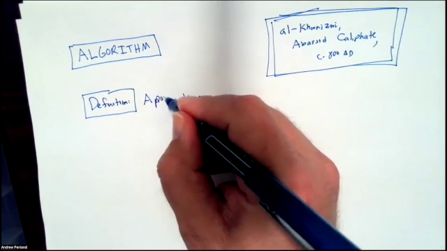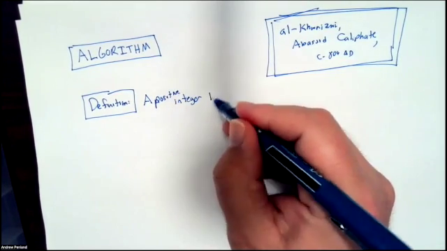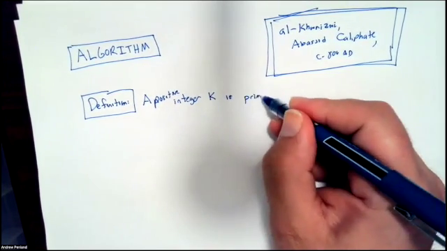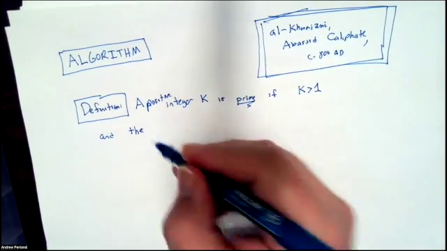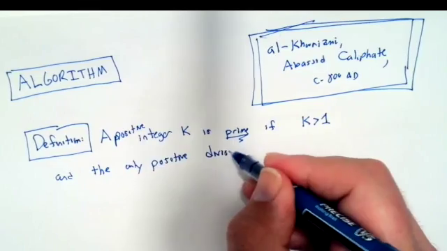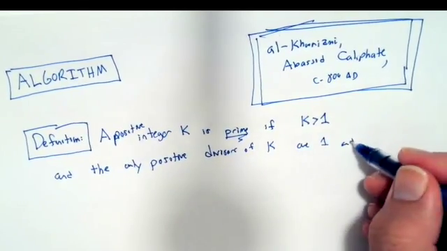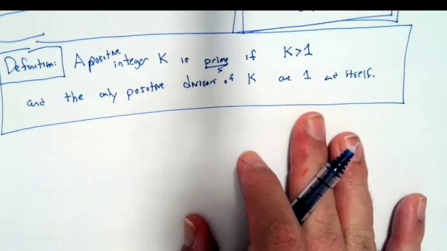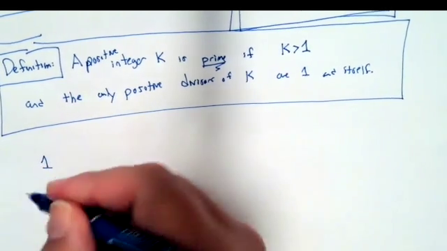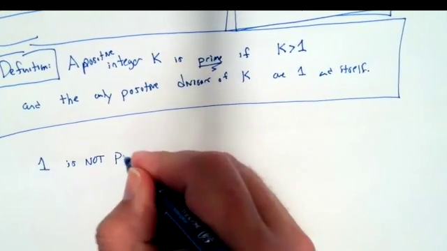So let's just define it for positive integers today. A positive integer k is prime if k is greater than 1 and the only positive divisors of k are 1 and itself. So we do not allow 1 to be prime, for reasons that we will talk about later. But for now, you can just know that 1 is not prime.